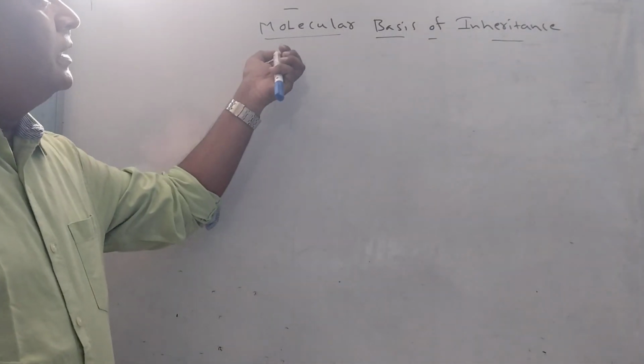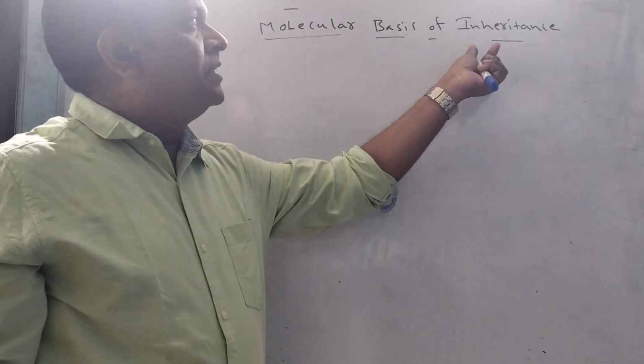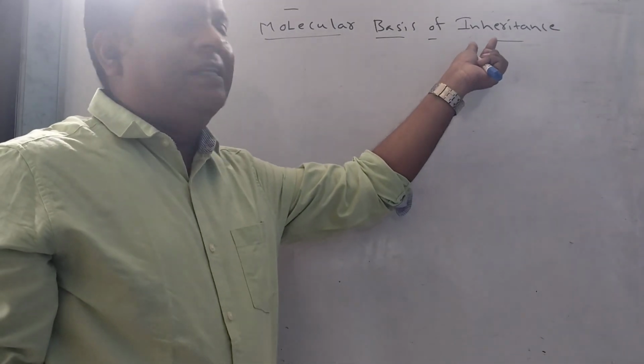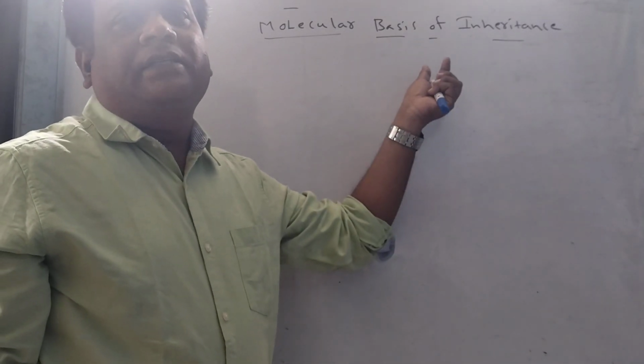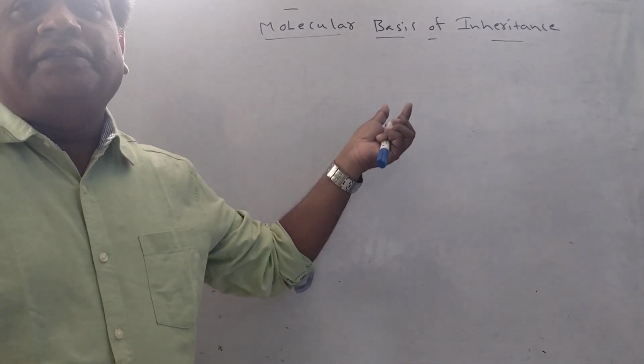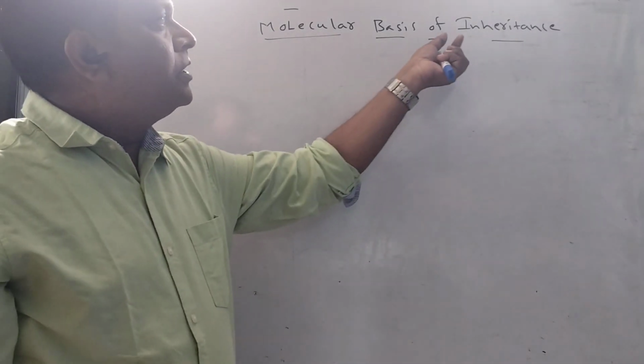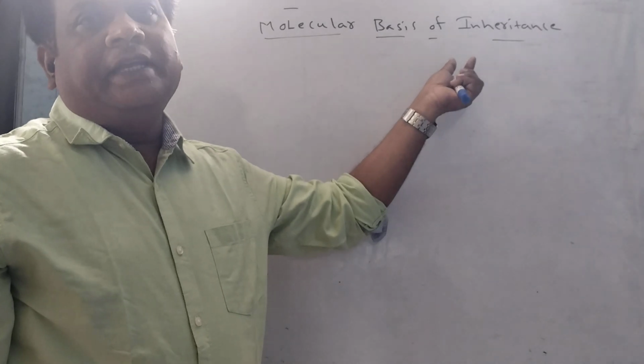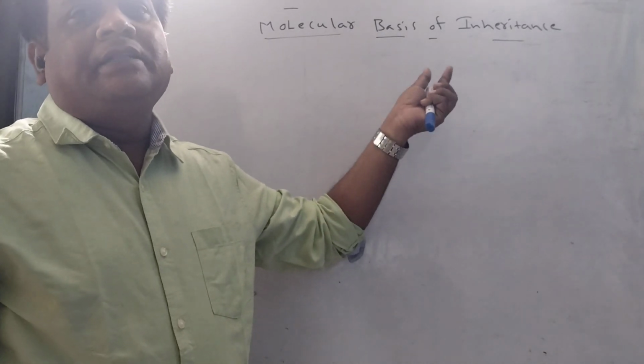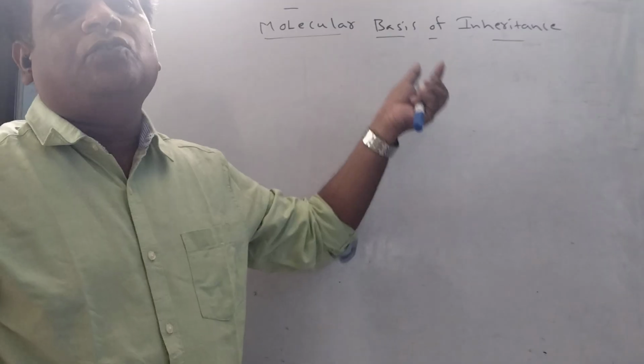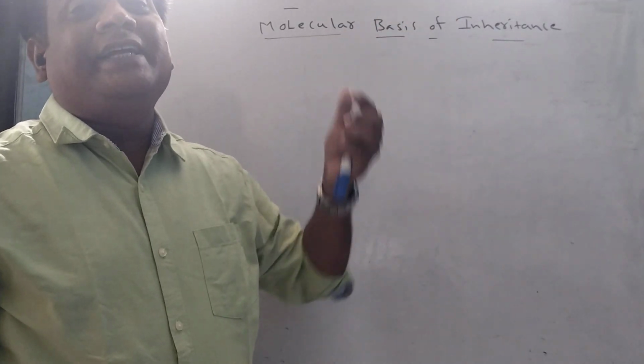Right? Here, in the molecular basis of inheritance, this word inheritance we already listened to in the previous lesson, where we discussed inheritance and variation. Now what is the meaning of inheritance? Inheritance means the characters are carried forward from one generation to another generation. The similar characters carry forward.